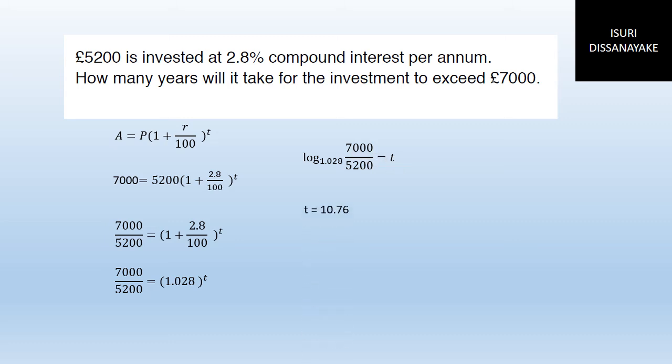Using the calculator, you can get the answer as 10.76. So approximately it needs 11 years for the investment to exceed 7,000.